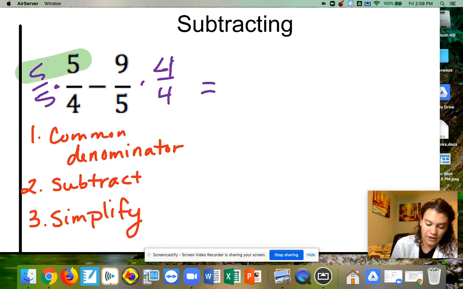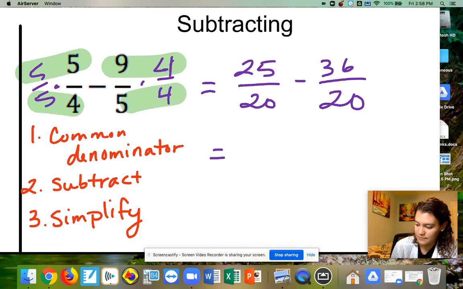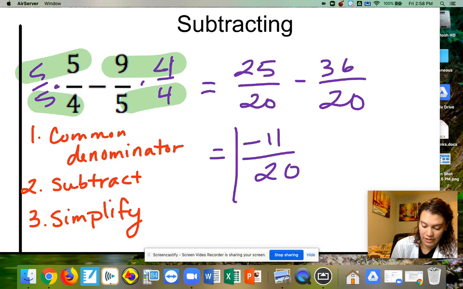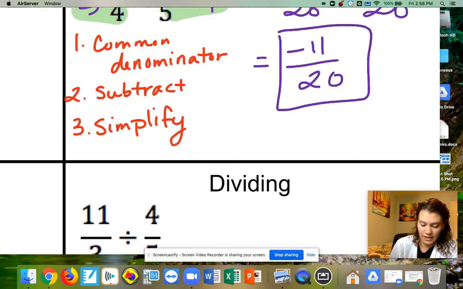Then 5 times 5 and 4 times 5 and 9 times 4 and 5 times 4. So you get 25 on the top, 20 on the bottom, and then you subtract 36 on the top and 20 on the bottom. So then 25 minus 36 is going to give you negative 11 all over 20. Again, you can't simplify this one because you have a prime on top. And then we're going to keep going.